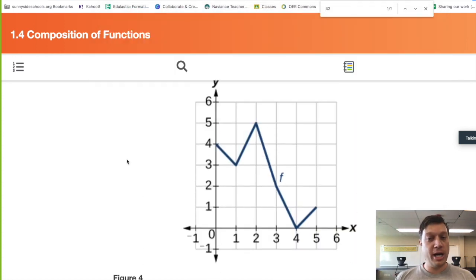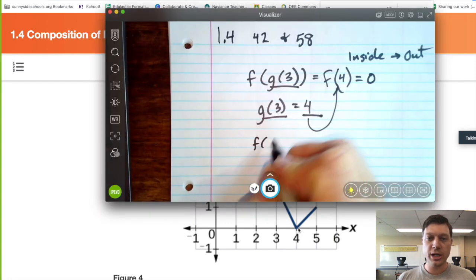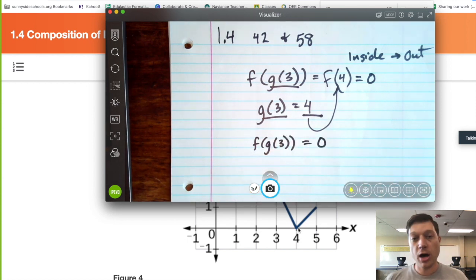So looking at the f function, looking at the location where x is 4, the height of the function f of 4 is actually 0. So f of g of 3 is 0.